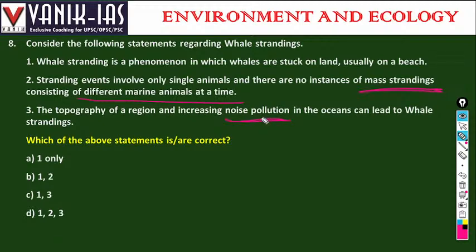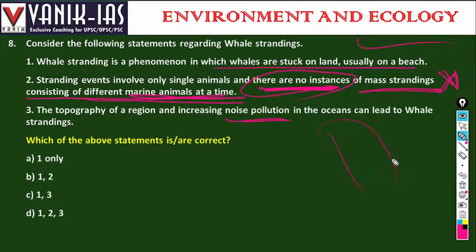So what are the causes of whale stranding? The statement says stranding events involve only single animals, and there are no instances of mass stranding of different marine animals. This is obviously wrong, because it is very difficult to prove that huge mass stranding consisting of different marine animals will not happen. So the second statement will definitely be wrong. Obviously the first statement is right: whales are stuck on land. You have seen many times whales on the sea beach. So options one and three are the right answers regarding whale stranding.